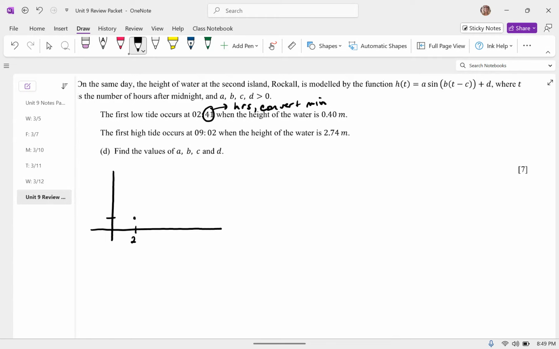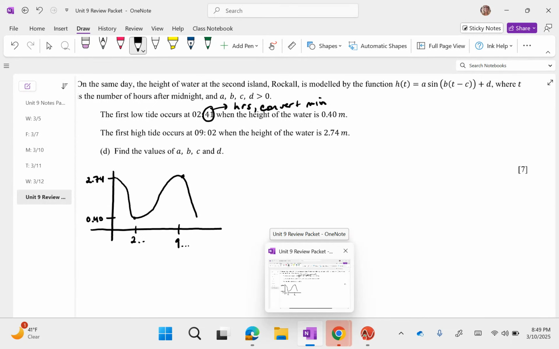And that low tide is going to be 0.4. And then I've got a high tide at 9:02, so that's going to be 9 and some change. Got to figure out those minutes. I'll do that in a minute. And that's going to be a high tide of 2.74 meters. Okay, so I've got a curve that kind of looks like time is starting at 0. It's going down first, going up, and then going down. Okay, I need to figure out what those minutes are.